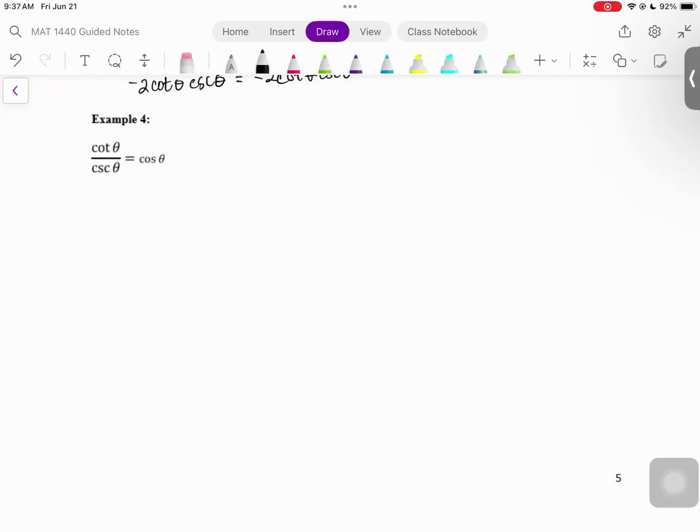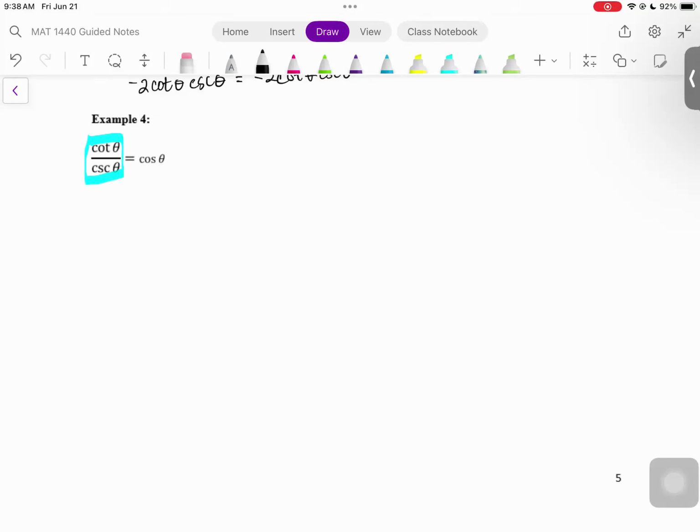Cotangent theta over cosecant theta equals cosine theta. This looks really simple. There's not a whole lot of terms here. We definitely want to start with the left-hand side because with cosine theta, there's only so many ways we can rewrite cosine theta. It just so happens that in all of these examples we're working with the left-hand side. Don't expect that to be the case always. We want to be mindful about choosing which side we want to manipulate.